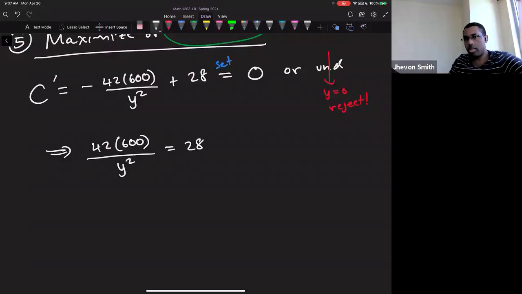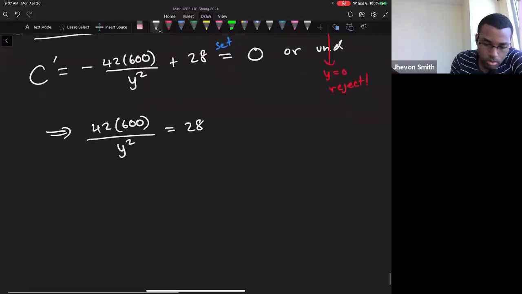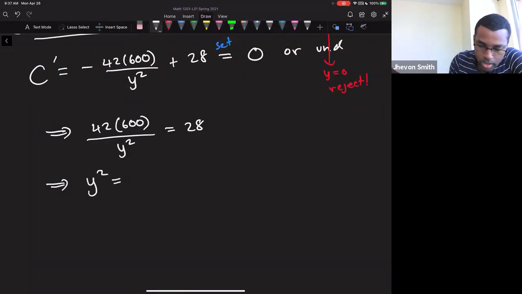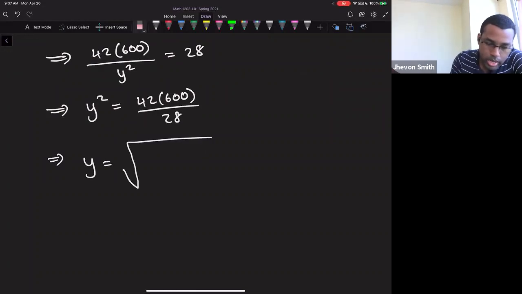Then I move the 42 times 600 over Y squared to the right side, and then I flip the equation. It doesn't really matter. So now we would have Y squared is going to be 42 times 600 over 28. So Y is going to be the square root of all that. Now, I did do, did I do this last time?